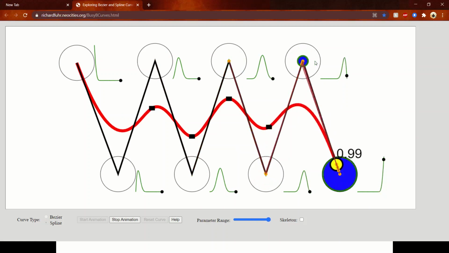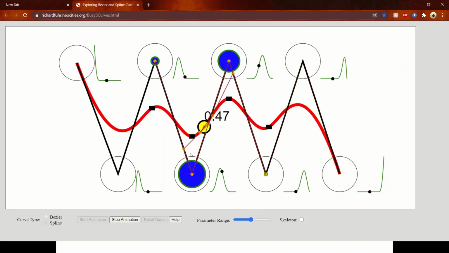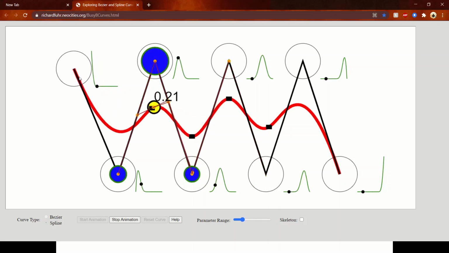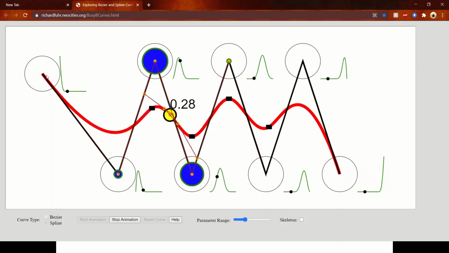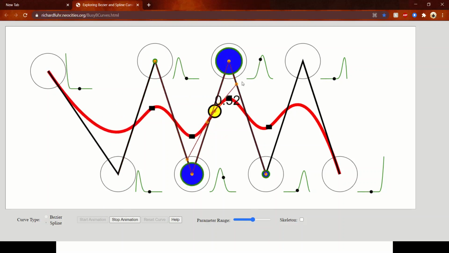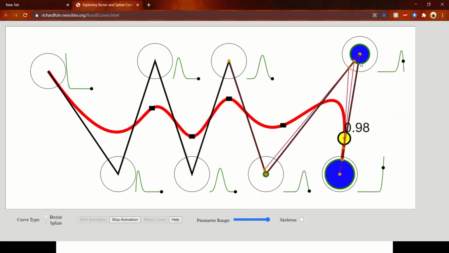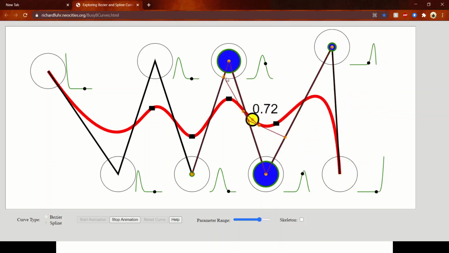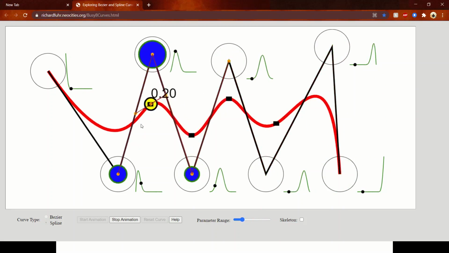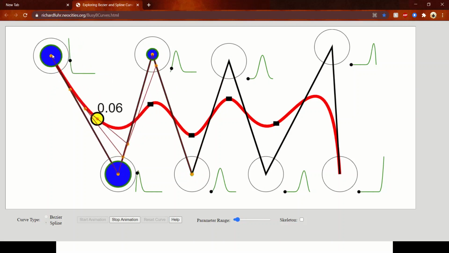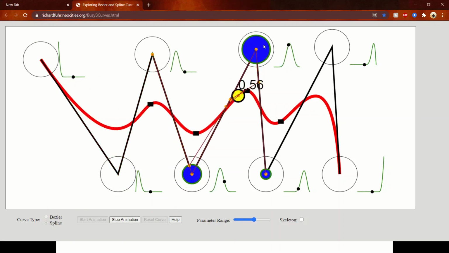Let me show you. When I change the control point, only the particular section of the B-spline curve is changing based on the change in the position of the control point, but not the entire B-spline curve. This is why, as we have studied earlier, a change in any control point only changes the curve in a particular segment.